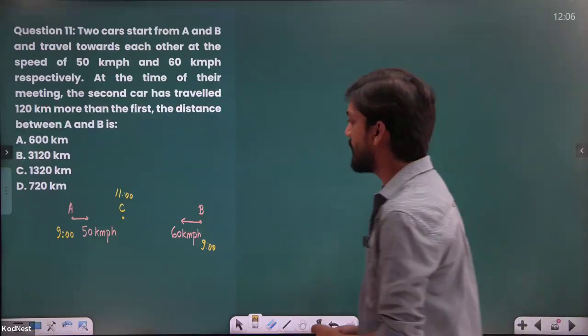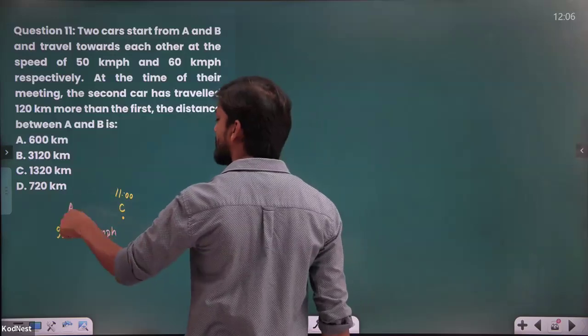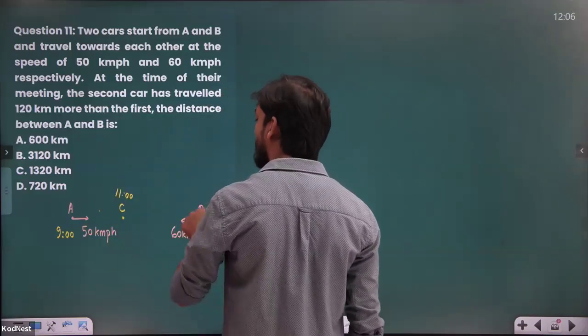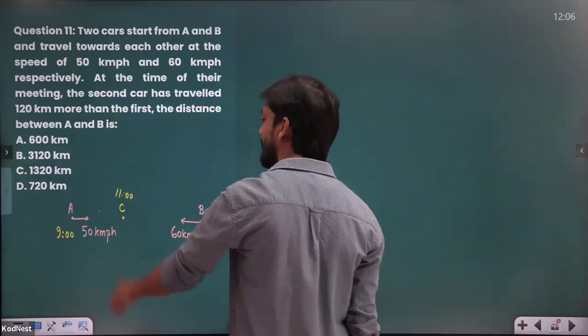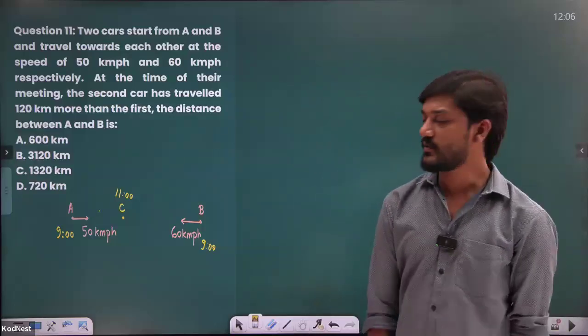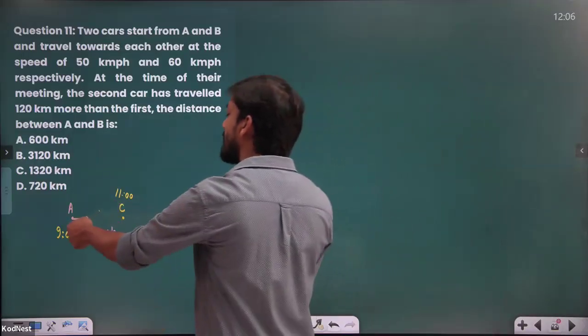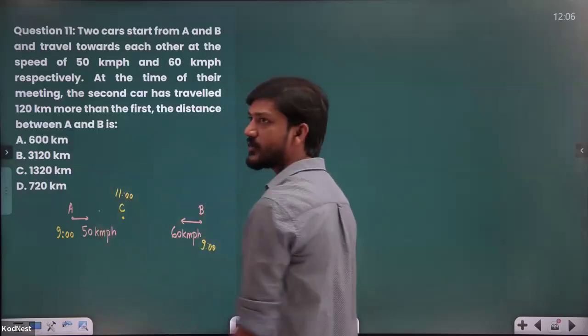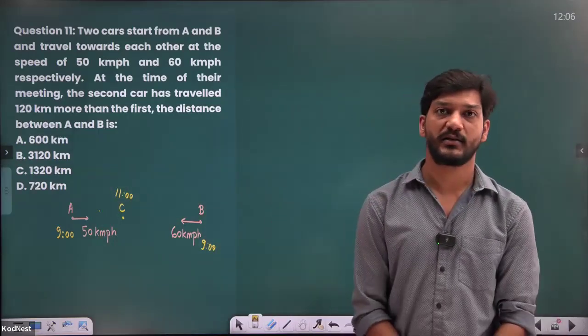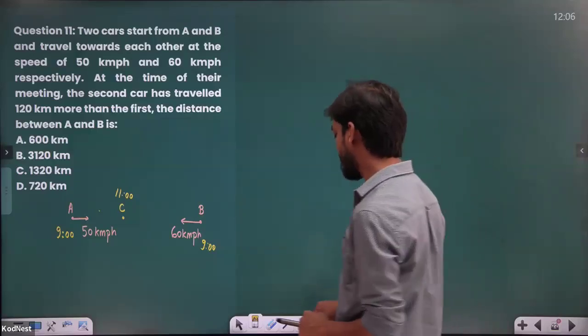Time is constant. The car A is traveling from 9 to 11. The car B also is traveling from 9 to 11. My dear, in a meeting question, please remember, from the start up to the meeting, time is constant for both the objects. Okay, so time is constant.